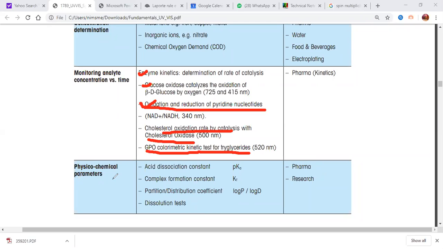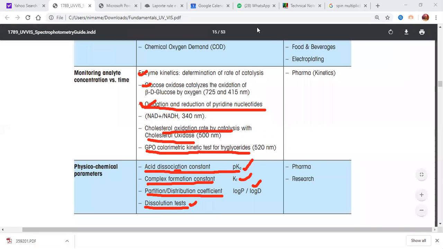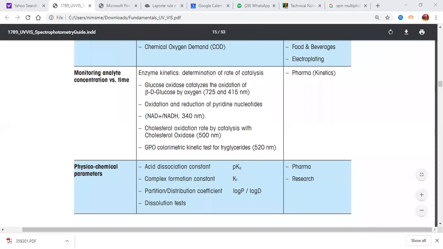Physical chemical parameters, we can find out in research and in the pharma industry. Acid dissociation constant, pKa. We can find out complex formation constant, and partition or distribution coefficient. And we can do dissolution tests also. So these are the applications in quantitative analysis.